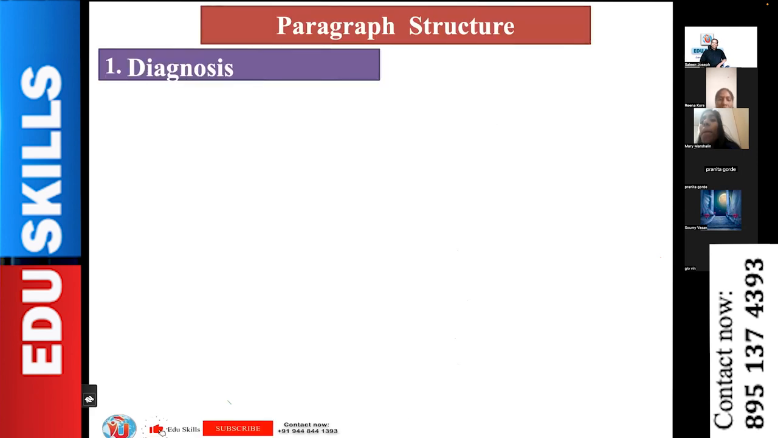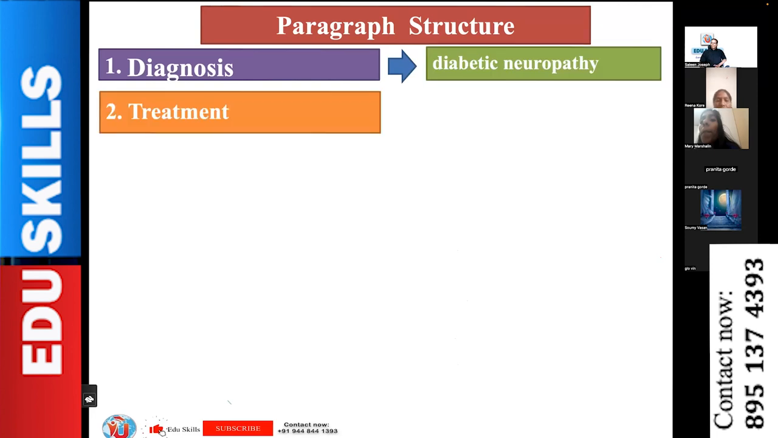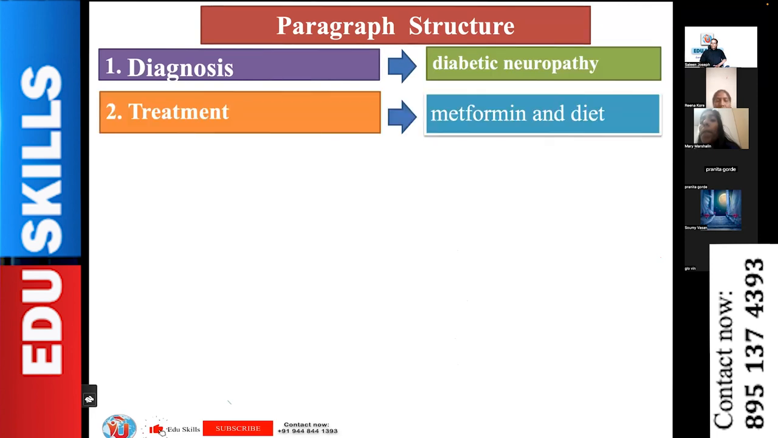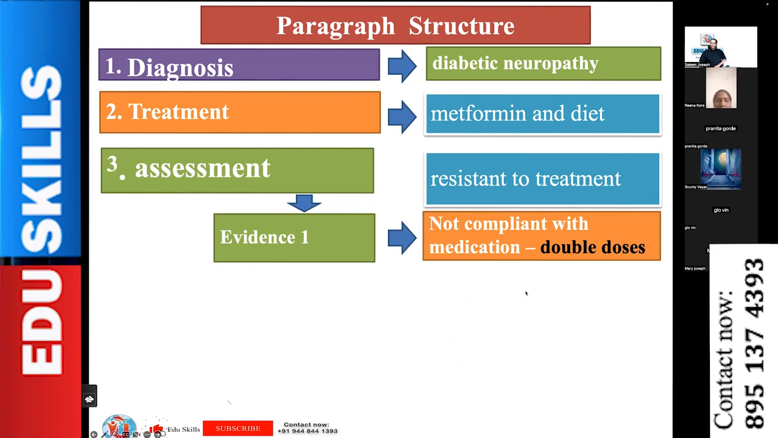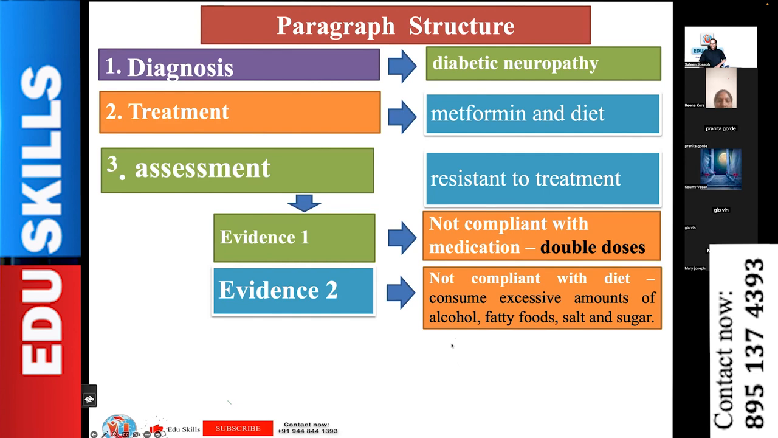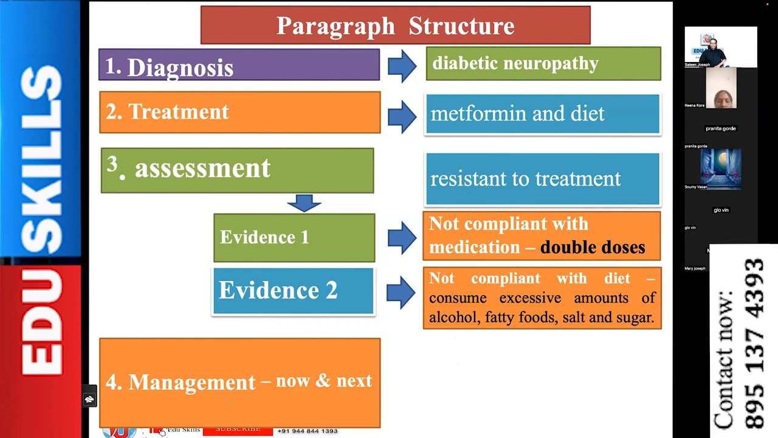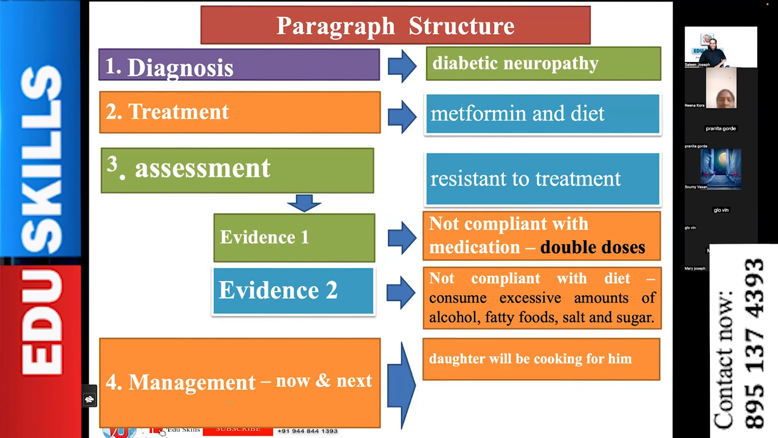Now you see the structure of this paragraph. Diagnosis, I said diabetic neuropathy was mentioned. Then we said, what was the treatment? Metformin and diet. Assessment. What was the assessment? Resistant to treatment means your assessment. Then when you say resistant to treatment, you have to give evidence. What is the resistance? First one is not compliant with medication, sometimes double doses. Then evidence two, not compliant with the diet, consumes excessive amounts of alcohol, fatty food, salt and sugar. Management, now daughter will be cooking for him. Next, daughter needs guidance. What is now and what is next?